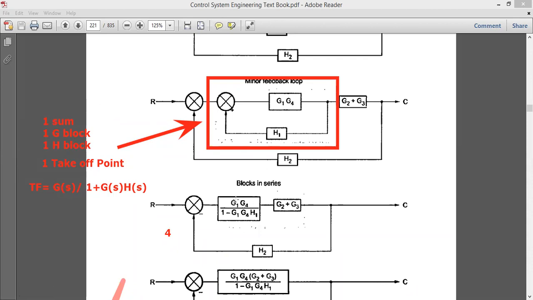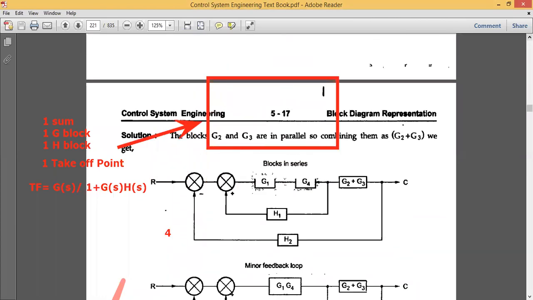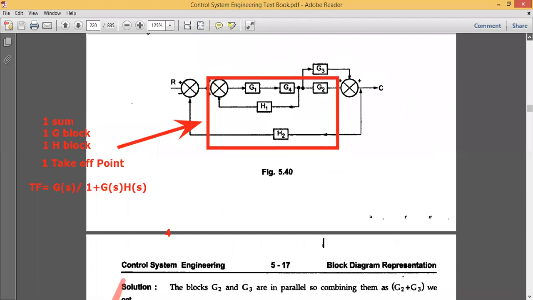What is the G block here? G1 into G4. Yes, that is my G block. Divided by what? 1 plus, I have written 1. They have written minus. Why have they written minus? Because maybe in the given question there was a minus symbol. Just go to the question first. Let us check the question. Do we have minus?